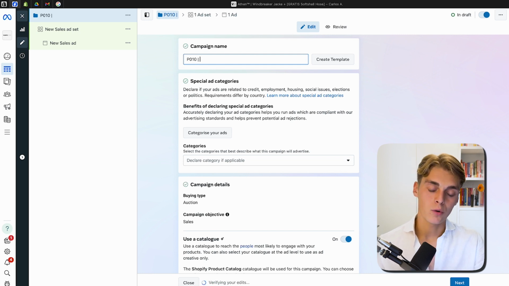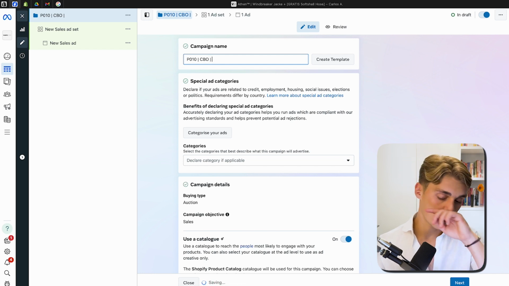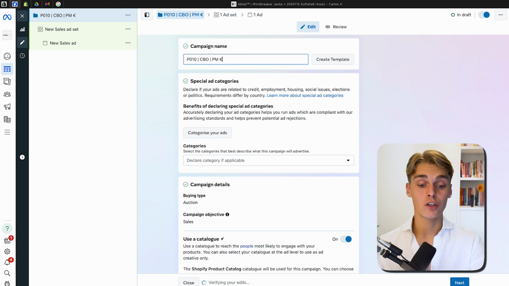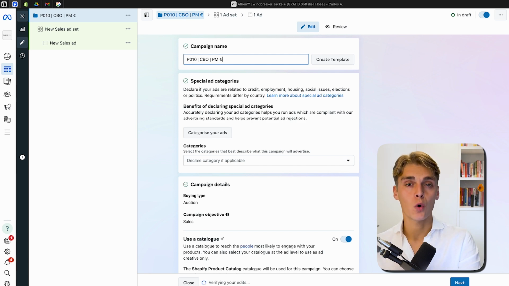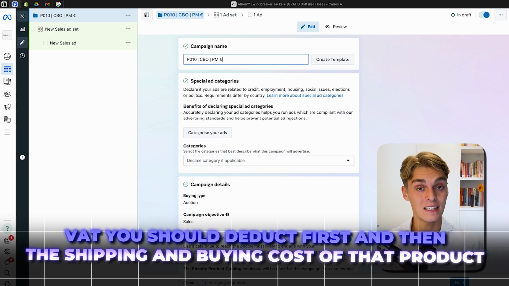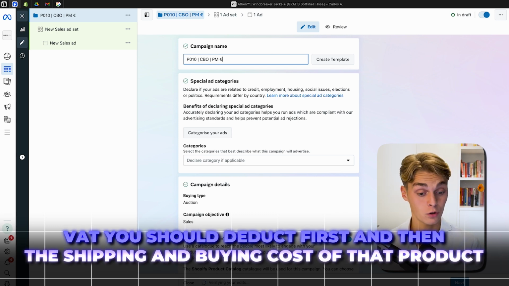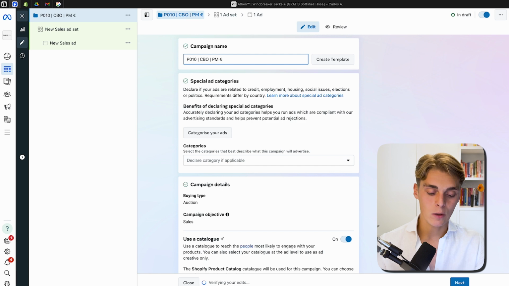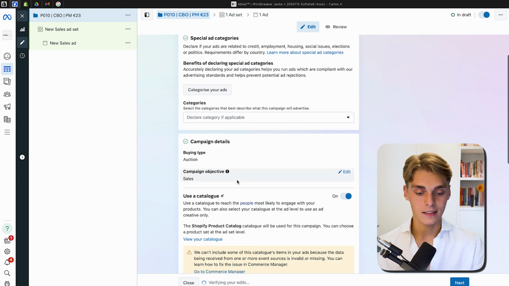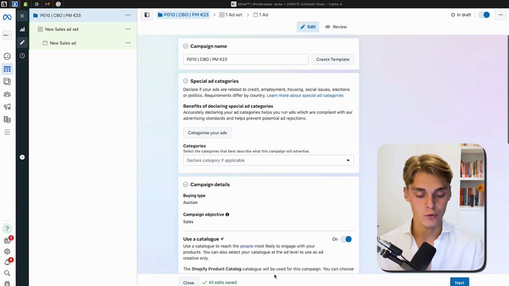Then in here, you can also tell yourself, okay, are you going to use a CBO or ABO campaign? In this case, we do CBO, and you can calculate your break-even ROAS in here. For example, your break-even ROAS is 1.4, or you can use your profit margin. Profit margin is the profit that you have with the selling price with all the costs deducted from it. Remember, VAT you should deduct first and then the shipping and buying cost of that product. Okay, so let's say we have 23 euros of profit left for this product. That's what you do. No one will see this, it's for yourself, for your own reference.